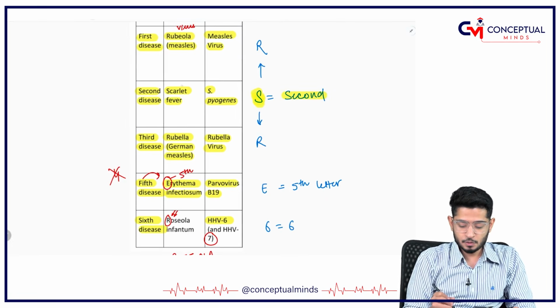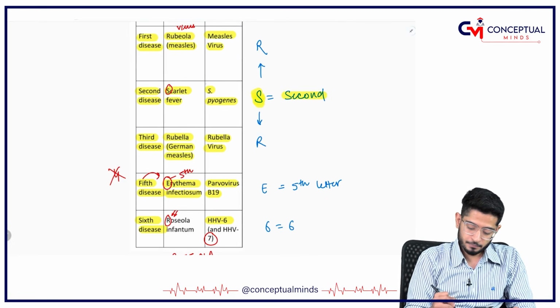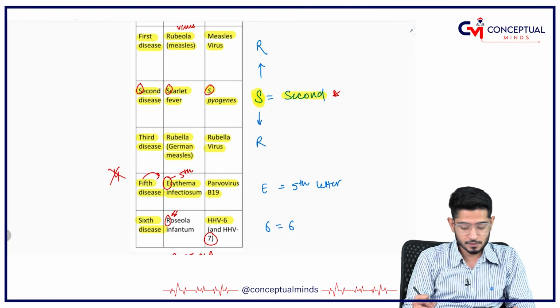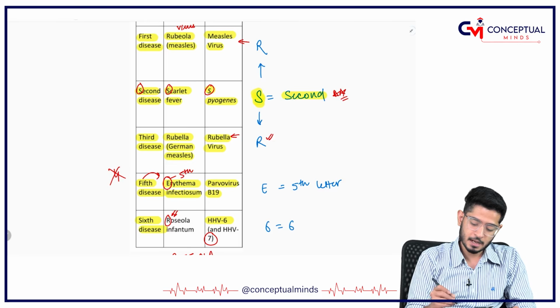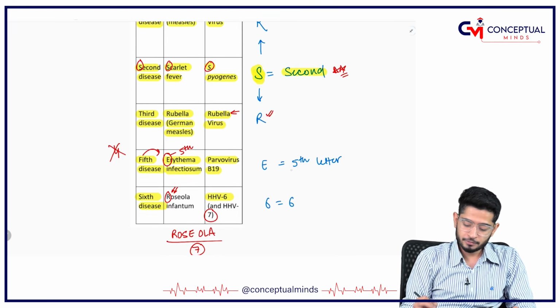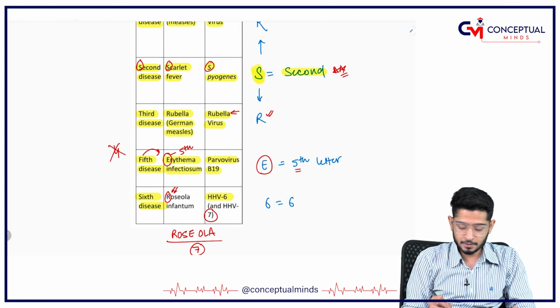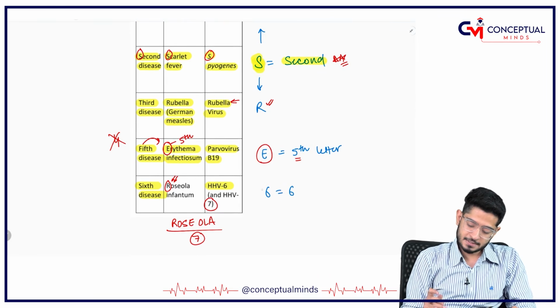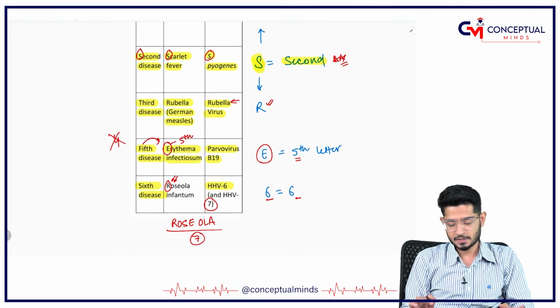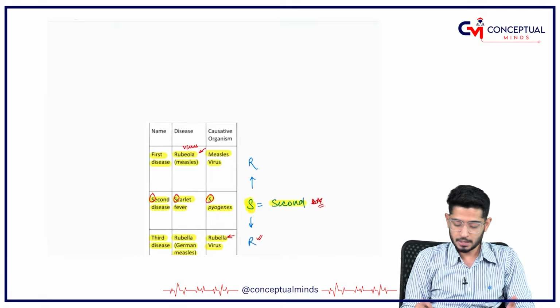S is the second. So, scarlet fever, caused by Streptococcus pyogenes, is the second disease. Then what is RR? Below there is R, rubella virus, and above there is also R, the rubeola virus. Then the fifth disease: remember E is the fifth letter. So, the fifth disease is erythema infectiosum. And the sixth disease is caused by HHV6 only, also called roseola infantum.